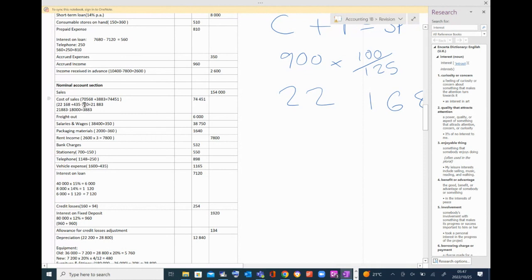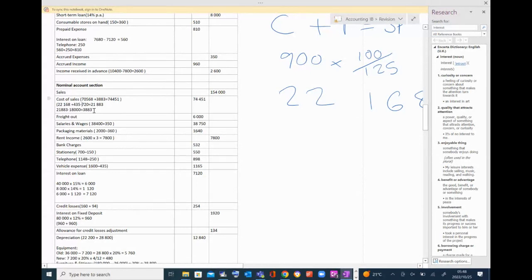I have added the 425. Why are we adding the 425? Because remember, this is a cost. So it has increased our cost of the product that we've just sold. Okay? Then why am I minusing 720? I see. It's the drawings.